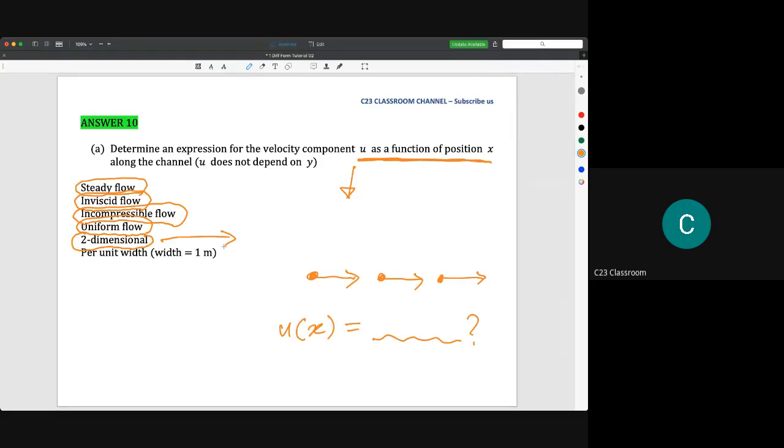Kita tak nak ada banyak axis. So kita anggap paksi Z ataupun paksi lebar adalah satu unit sahaja, dan kita hanya membicarakan paksi X dan paksi Y. Okay. So this is a few assumptions that you could use to solve this problem.